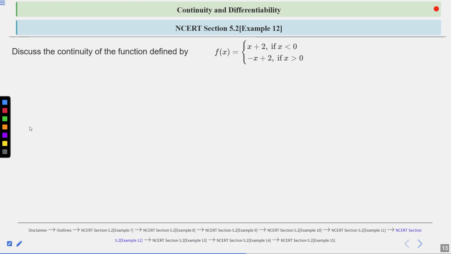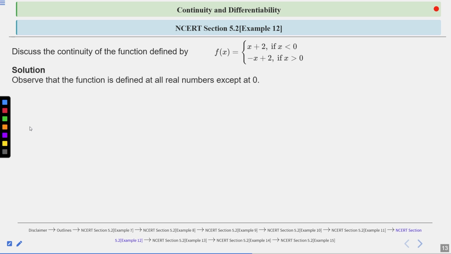Okay, next one is example 12. Discuss the continuity of the function defined by f(x) equal to x plus 2 if x is less than 0, and minus x plus 2 if x is greater than 0, right? f(x) is basically x plus 2 if x is less than 0, and f(x) is minus x plus 2 if x is greater than 0, right? Let us see the solution part.